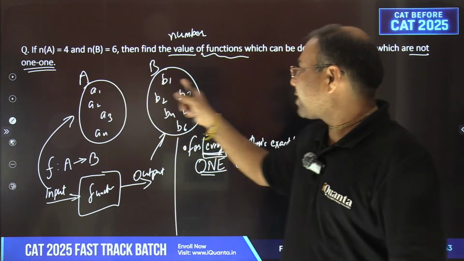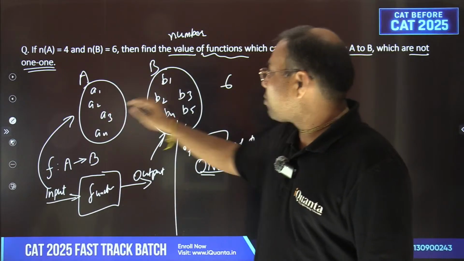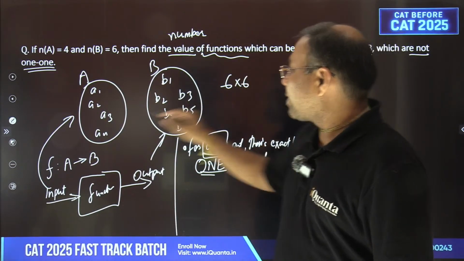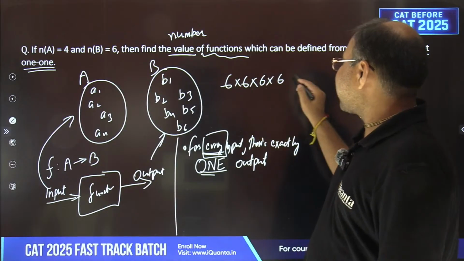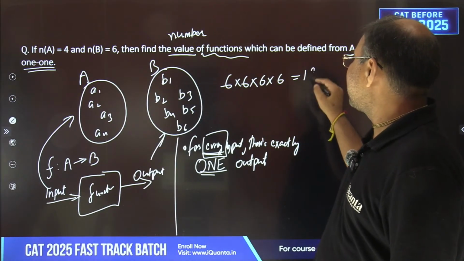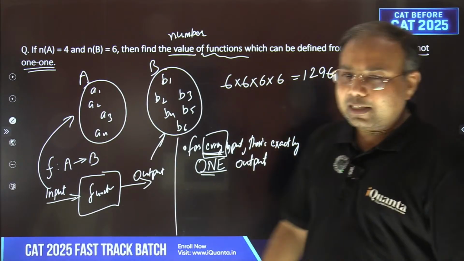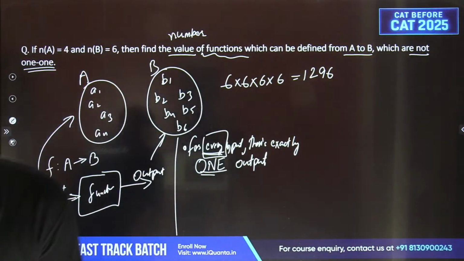So A1 has got 6 options, A2 also has got 6 options, A3 also has got 6 options, and A4 also has got 6 options. So total how many arrangements? That is 6 power 4, which is nothing but 1296. Is that okay? I hope it is fine.